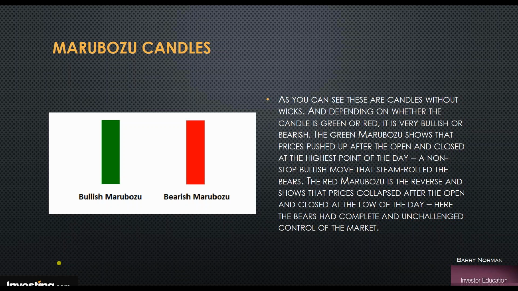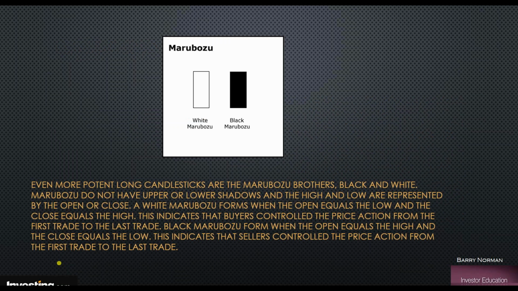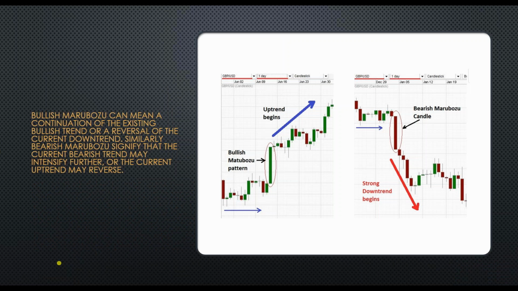And this is why candlesticks are about 2 and 3 candles together. But this is called a Marubozu. And they happen very often, but they're very important when you see them. Now, even more prominent than long candlesticks are the Marubozu brothers, black or white, red and green. Marubozus do not have upper or lower shadows and are very important. And it tells you that the sellers or the buyers dominated the session all the way to the last trade.